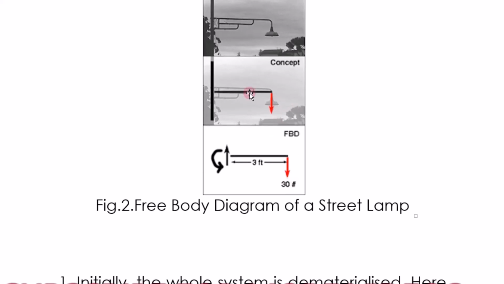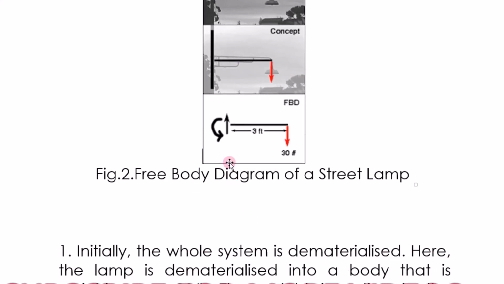When I bring that concept into a free body diagram, it is a fixed support at this end. This is the horizontal element, and this is the vertical reaction that is coming out of the lamp. If the lamp is weighing 30 units, whatever the units may be, I can represent it as 30 hash, whatever the weight unit.